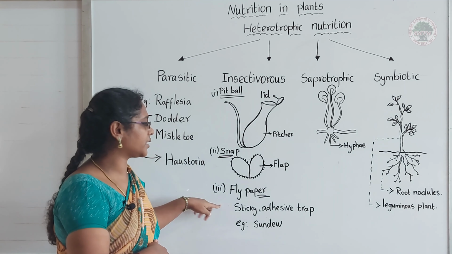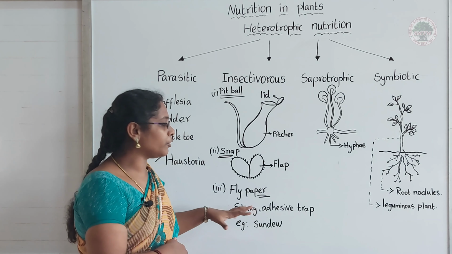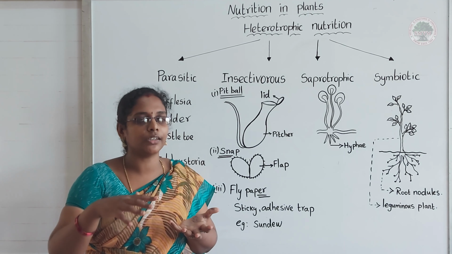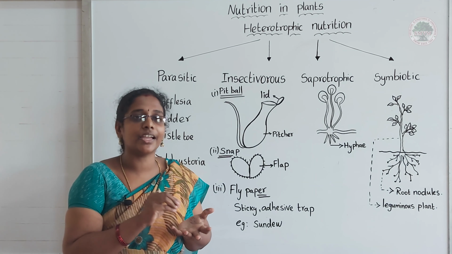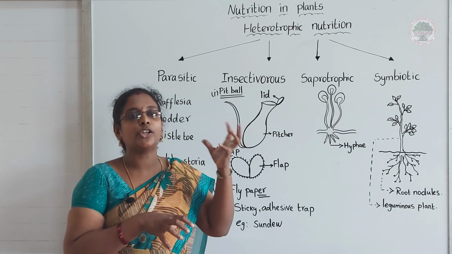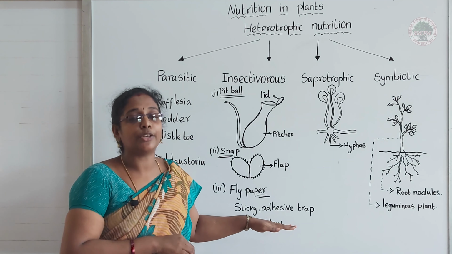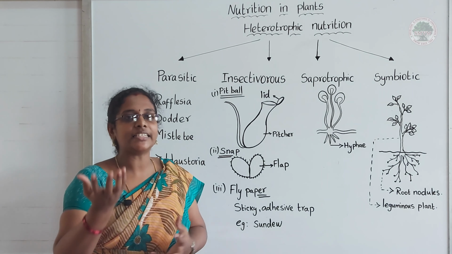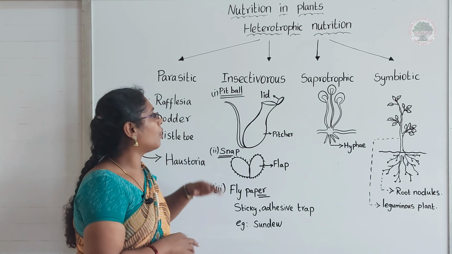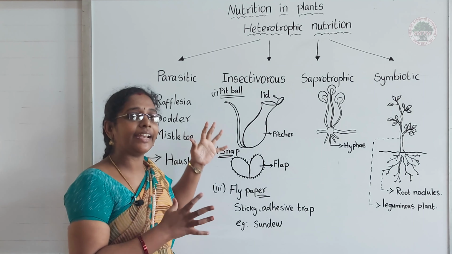Next, the flypaper trap. A very good example is the Sundew. If you see the plant, it has a dew-like structure at the top. This dew-like structure is nothing but sticky adhesive. If any insect comes and contacts it, it will stick to that part. It won't let the insect go at all. Then it rolls the insect and digests it. So we have seen how the insect gets trapped in insectivorous plants.